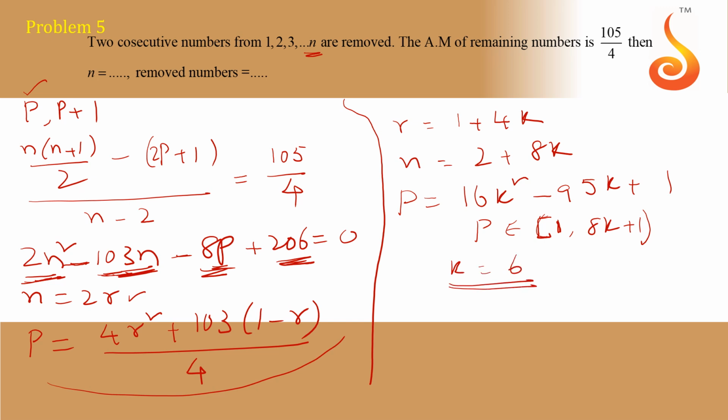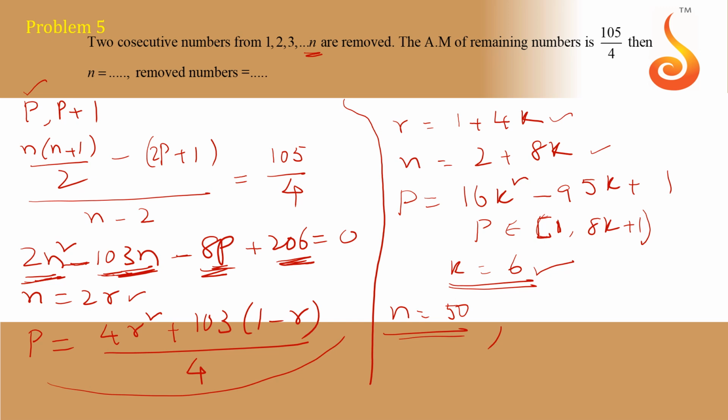6 is the only value which satisfies in that interval. So see, 16k square minus 95k plus 1 should be greater than or equal to 1, and it should be less than 8k plus 1. If you solve, you will get k equal to 6. So if you get k equal to 6, now what is the n value? 6 8s are 48, so n equal to 50. That is our first question.